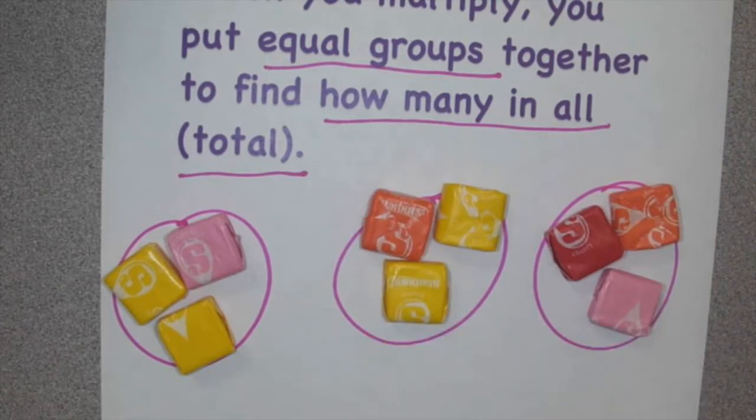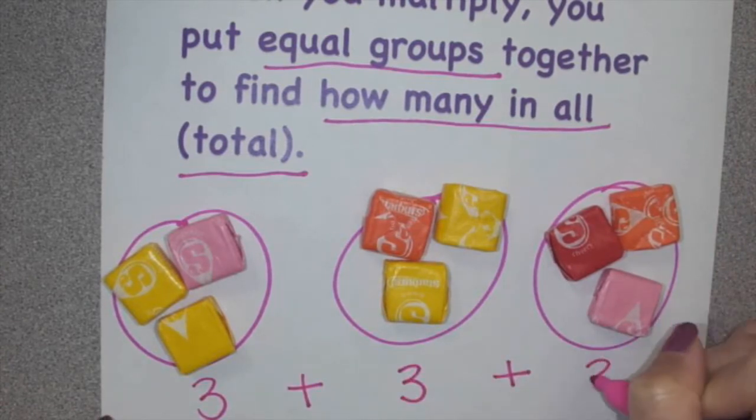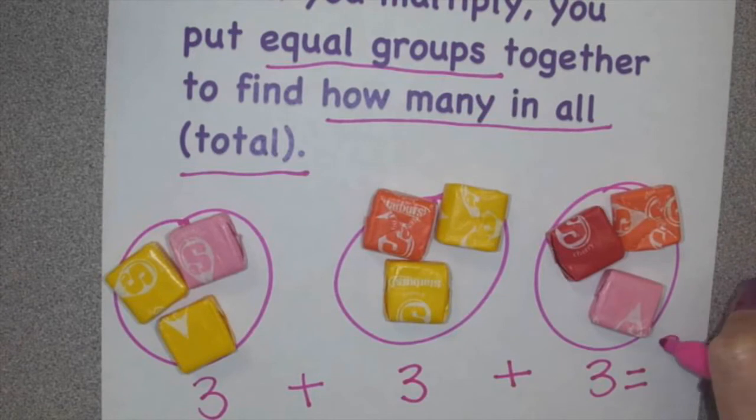We know when we multiply, we combine these groups together. We can use repeated addition. We count all of the starbursts together, 3 in this group, plus 3 in this group, plus 3 in this group, and we know to get our total, we have 3, 6, 9. There's a total of 9 starbursts, okay?